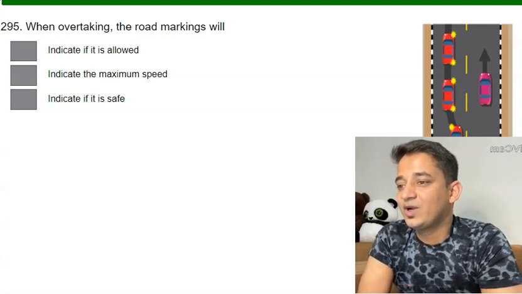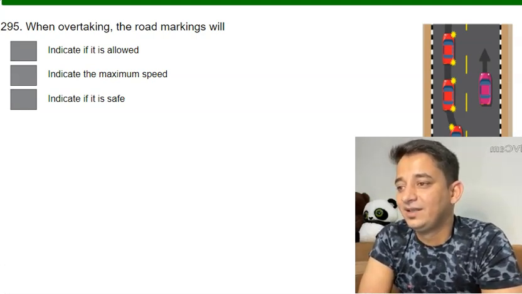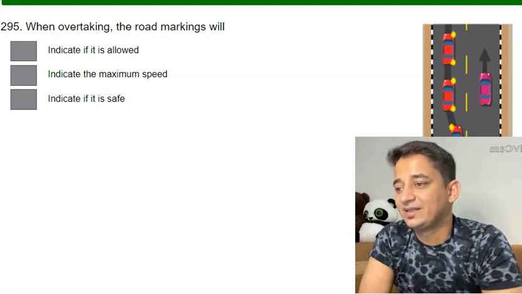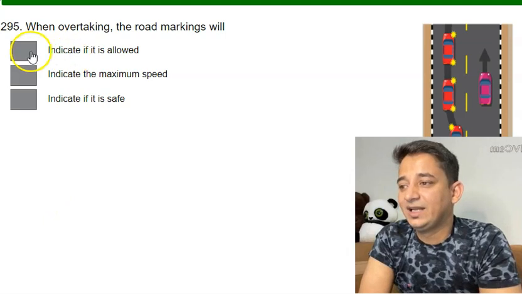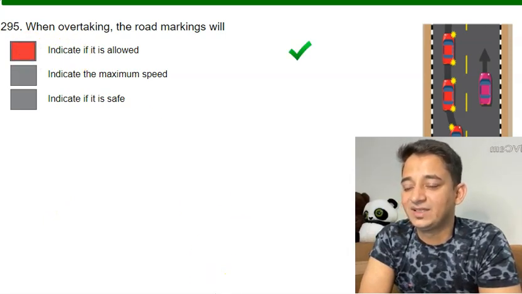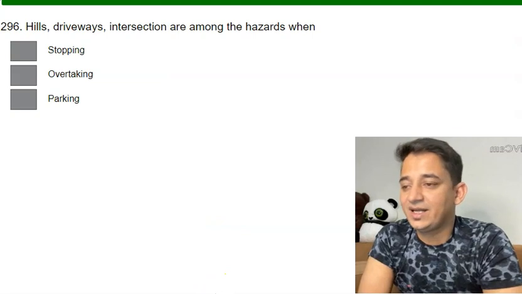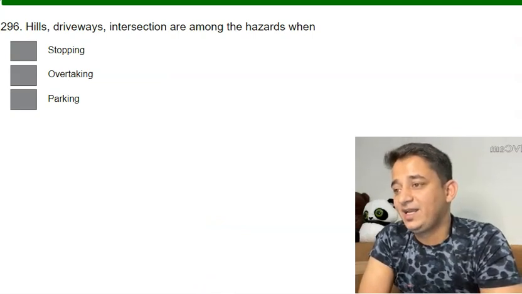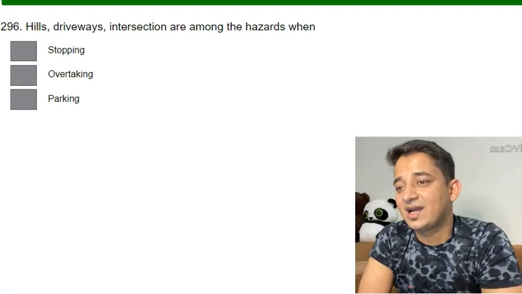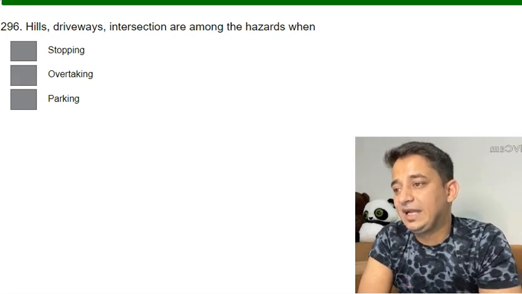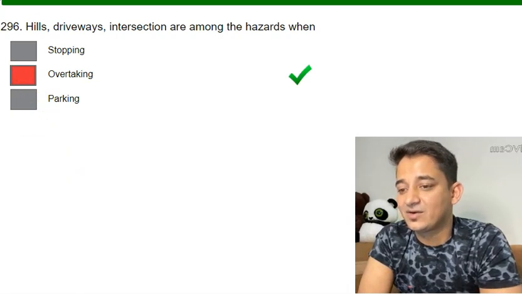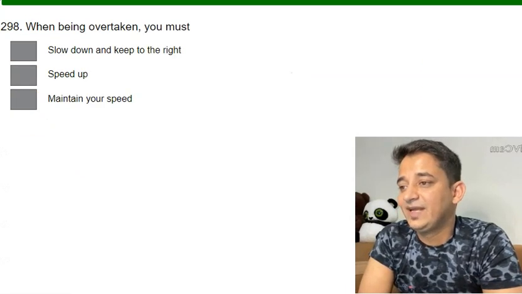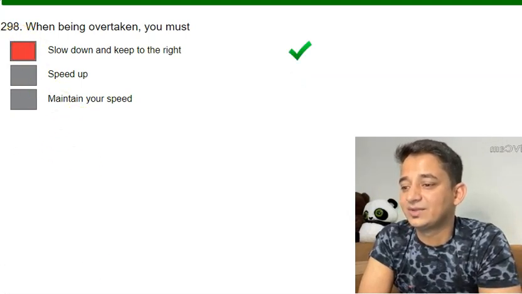When overtaking, the road marking will indicate if it is allowed. It will not indicate the maximum speed or if it is safe. It will only indicate if it is allowed or not. If it is a solid line, you're not allowed to overtake. Hill, driveway, and intersection are among the hazards when overtaking. You are not allowed to overtake there. When being overtaken, you must slow down and keep to the right. That's the right option.